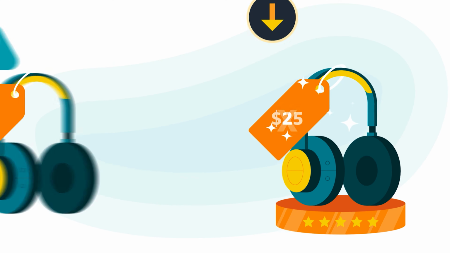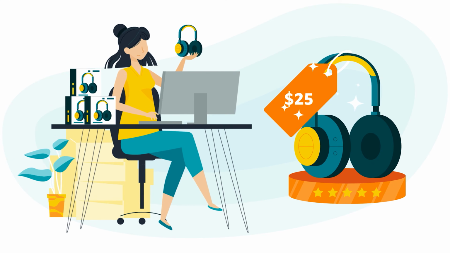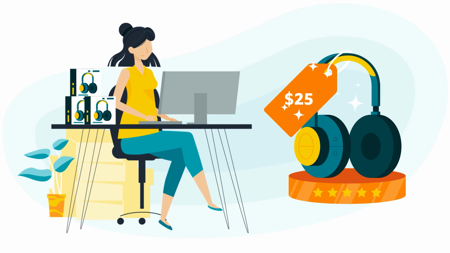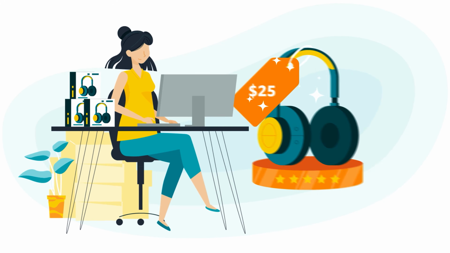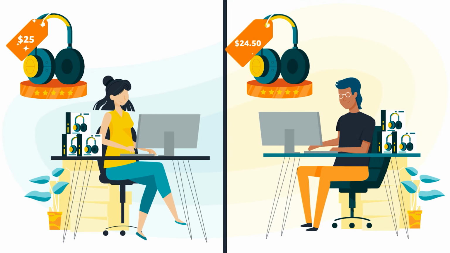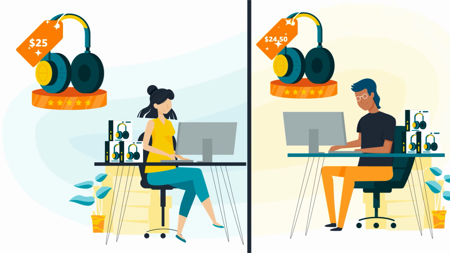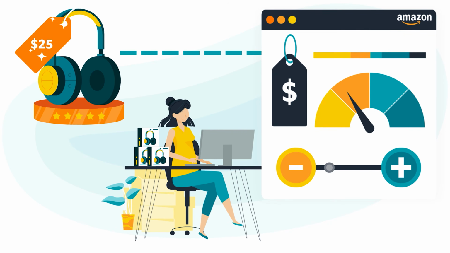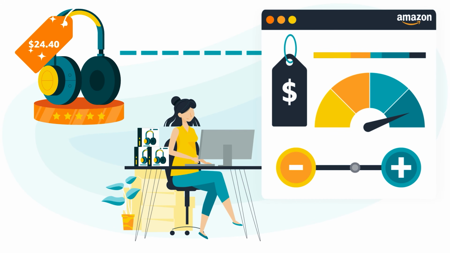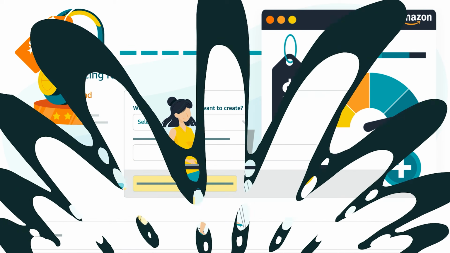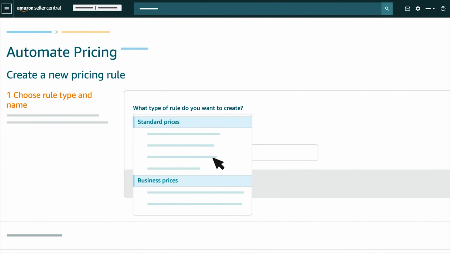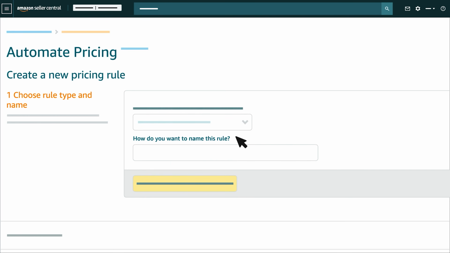Based on the rules you've set, if the featured offer price of your item is $25 and another seller lowers their price to $24.50 to win the featured offer, Automate Pricing will lower your price to $24.40, 10 cents below the featured offer price. After you've selected your rule parameters, give your rule a short, descriptive name. Then click Proceed to Marketplace Selection.